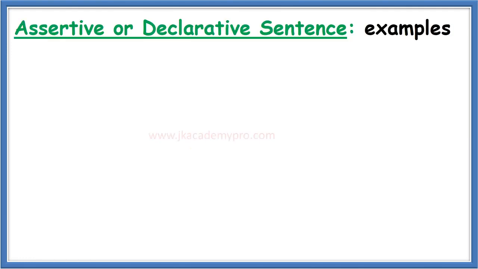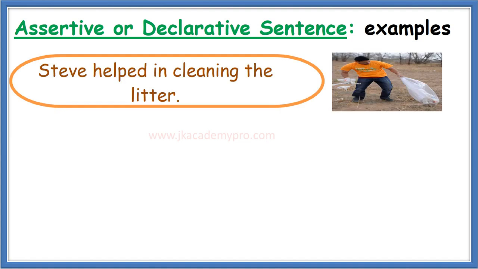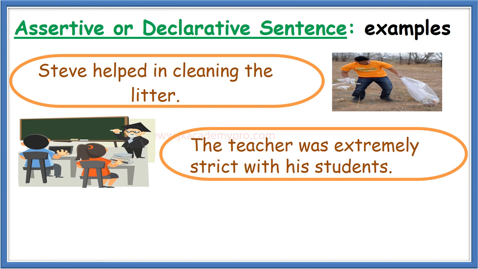Let's understand what an assertive or declarative sentence is with the help of some examples. Steve helped in cleaning the litter. Now, this sentence is telling us what Steve did. Let's look at the second example. The teacher was extremely strict with his students. This sentence is telling us how the teacher was with his students.